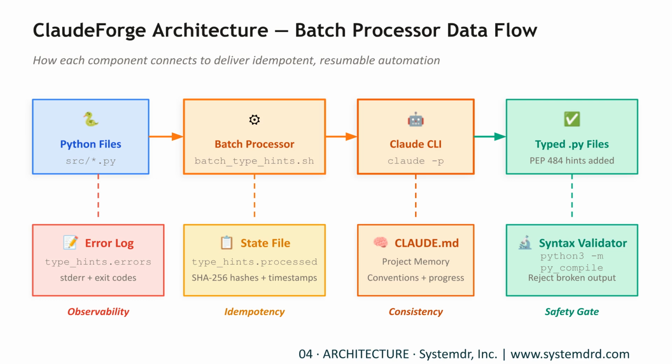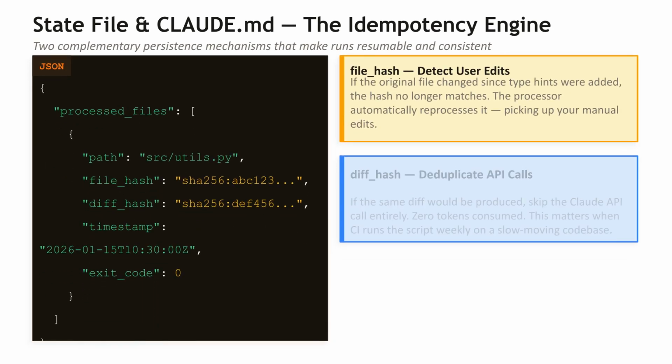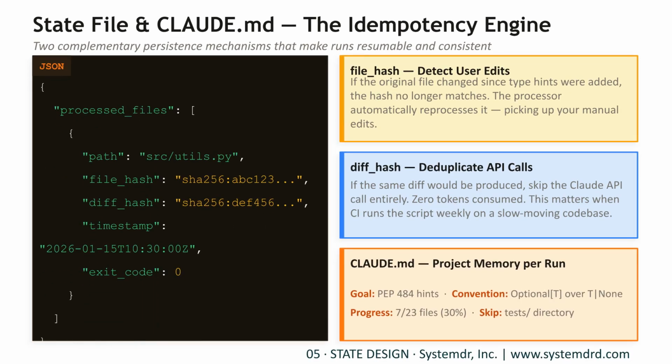These 2 data stores are the heart of what makes this system idempotent. 2 complementary persistence mechanisms that make runs resumable and consistent. The state file and Claude.md are what separate a resilient automation from a fragile script. Let us walk through what each field does and why we store 2 hashes instead of 1.